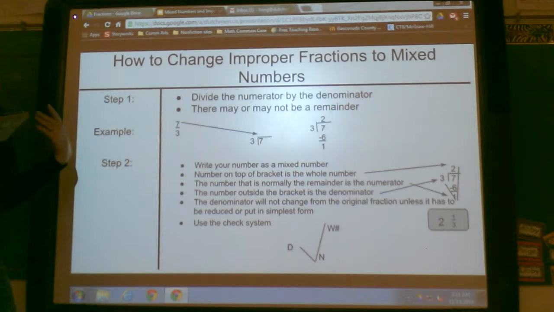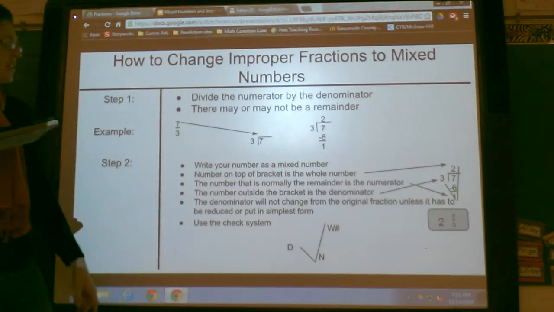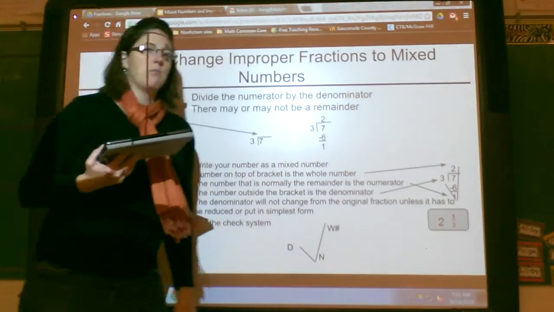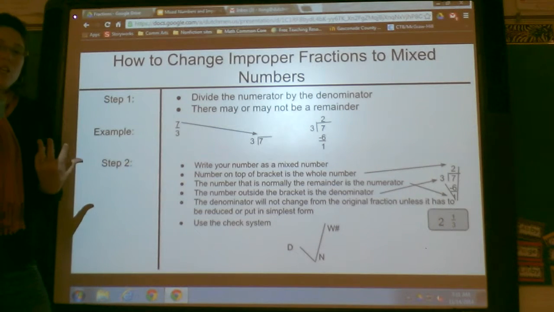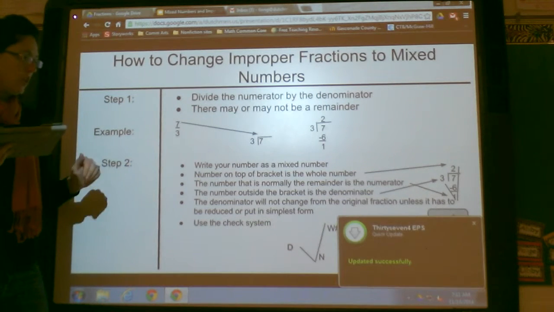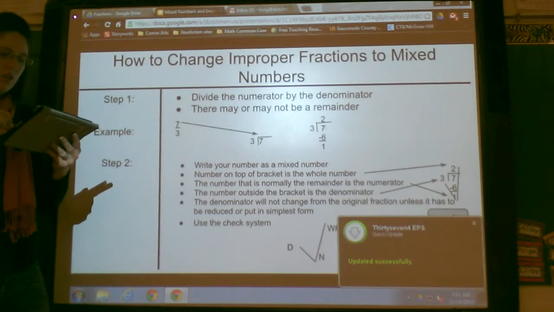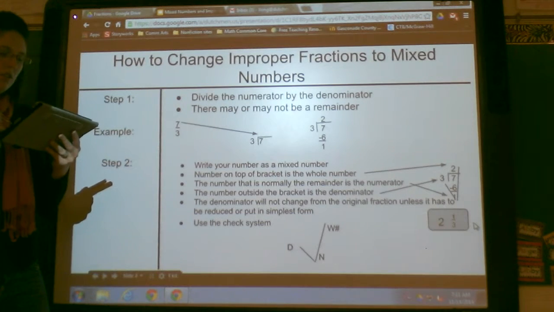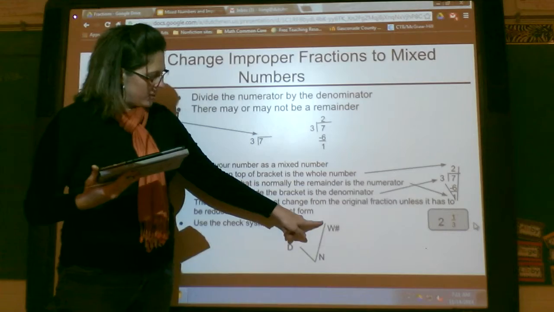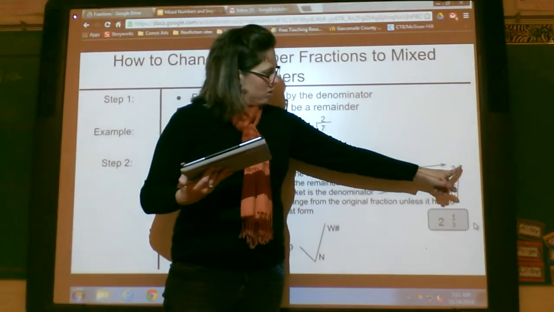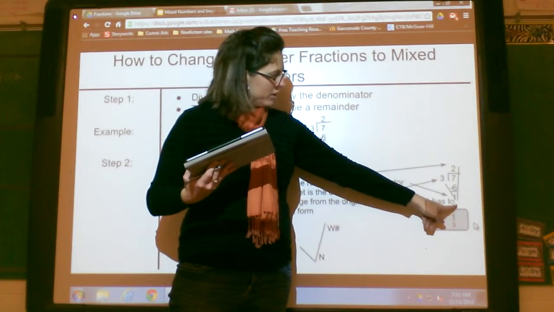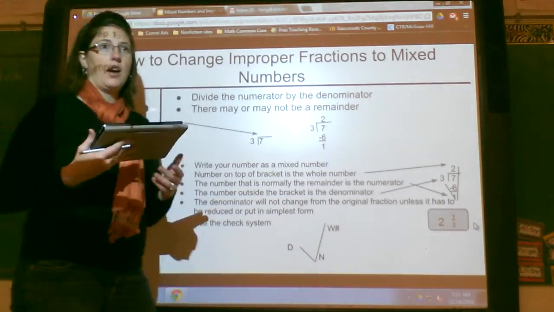Now, once you get there, you might have to reduce or simplify, but if not, this number will always be the same as your original denominator. Okay? I always say use the check mark system to help you remember which number is which. The whole number's at the top, numerator at the bottom, denominator on the outside. Whole number at the top, numerator at the bottom, denominator on the outside.